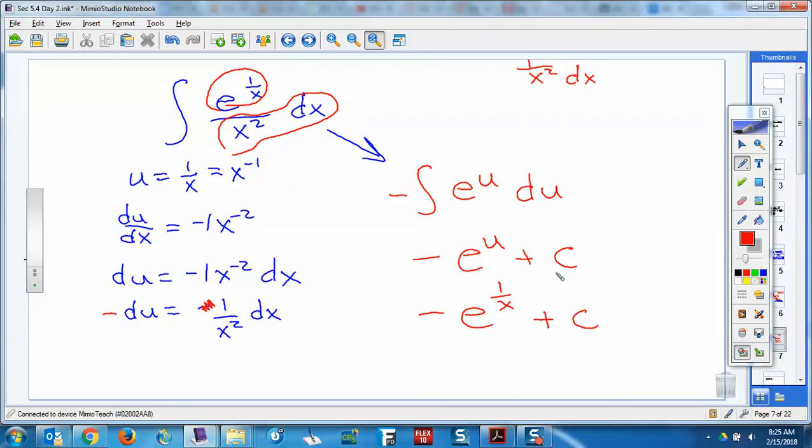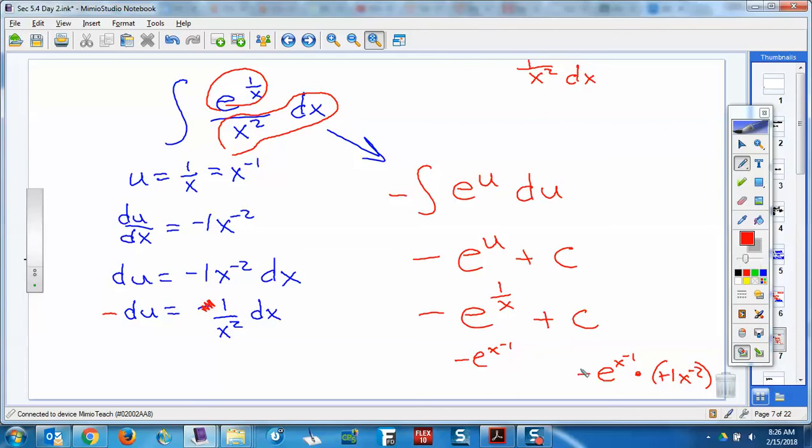And you can check it with the derivative. So the derivative of this would be what? It would, right, the derivative of this, if this was the derivative gateway test, we would have written this negative e to the x to the negative 1, and we'd say, okay, that's negative e x to the negative 1 times the derivative of the inside. Well, what's the derivative of x to the negative 1? It's negative 1 x to the negative 2.